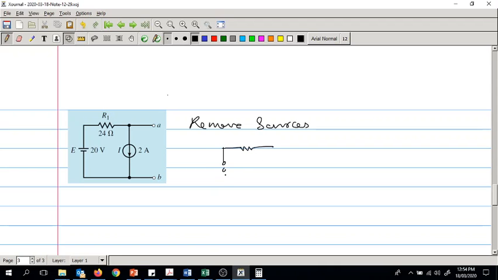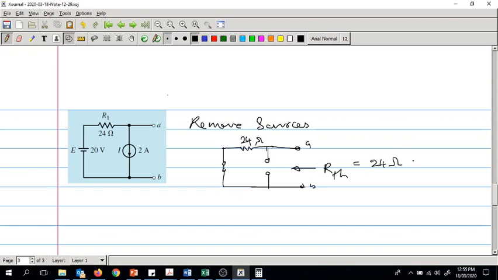So this is a short circuit, and you have a current source, that's an open circuit, and your two terminals are A and B, and look into this, and this is RTH. So in this case RTH is equal to, this is 24 ohms, so directly 24 ohms.